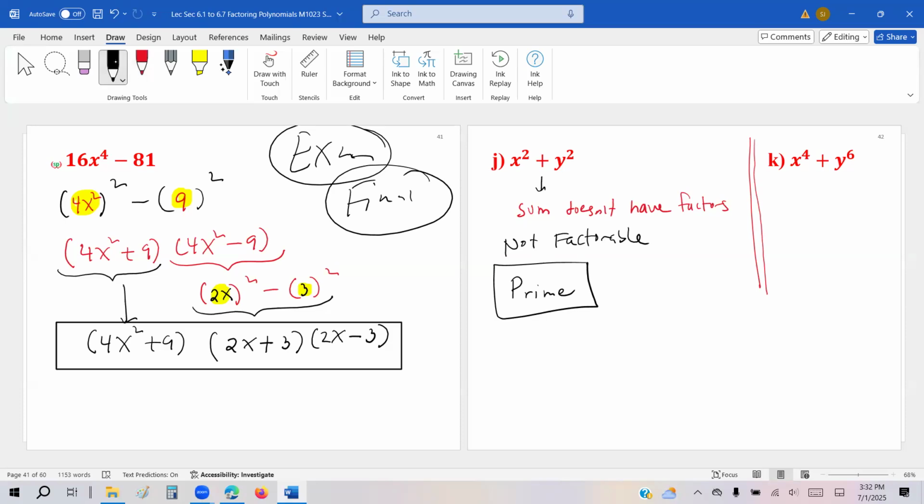What do you think about the next one then? x to the 4 plus y to the 4. Same problem, plus. Plus means not factorable. So only when you have a minus with two perfect squares, then you can factor. Otherwise, you cannot factor, in this class.